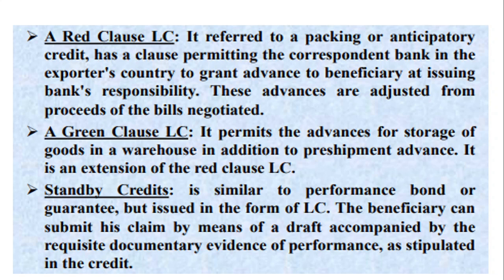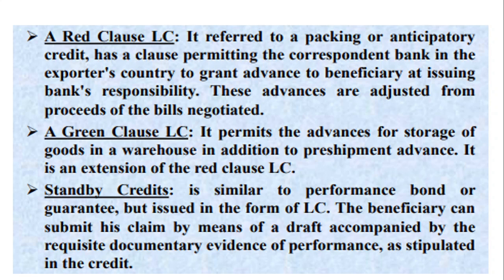Then there is a green clause. It permits the advance for shortage of goods in a warehouse in addition to pre-shipment advance. Now you see, what does green clause mean in an LC? In a trade, sometimes you have to go for pre-shipment advance. That is, before sending the goods for shipment, there is a possibility that you need to pay some advance. Not only this advance amount for pre-shipment, but sometimes the seller also requires some additional finance so as to manage the raw material and other things before they are ready to dispatch the goods. So in this green clause LC, they are trying to put this also. It is an extension of red clause.